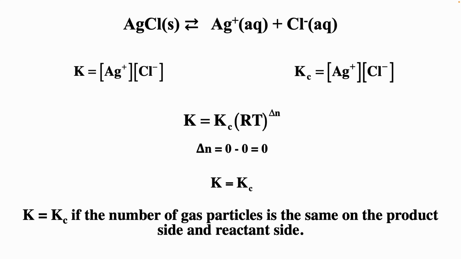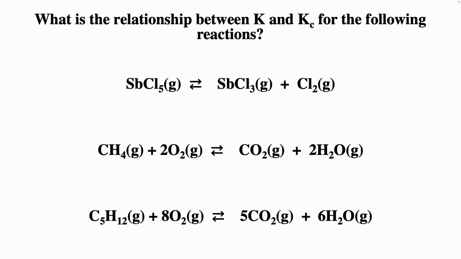In this case, because we have the same number of gas particles on either side, delta N is 0, which means K equals K sub C. A question you could be asked in the very near future is, what is the relationship between K and K sub C for the following reactions? Again, K equals K sub C times RT to the delta N. Here we've got 2 minus 1, so that would be delta N of 1. And so K equals K sub C times RT.